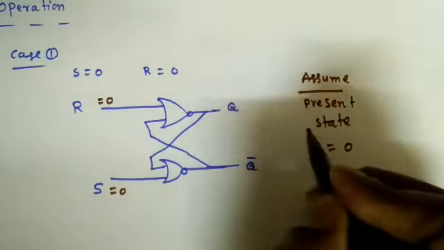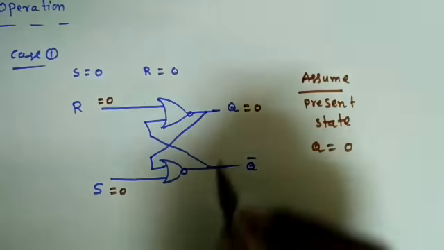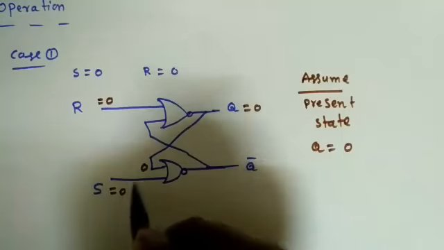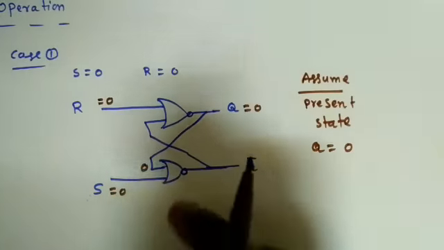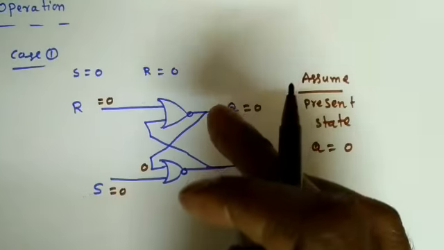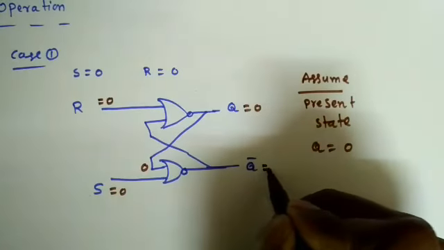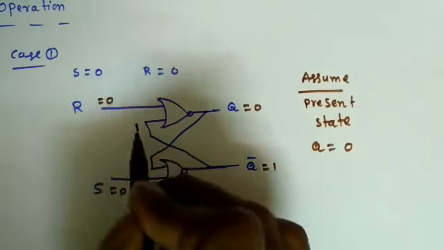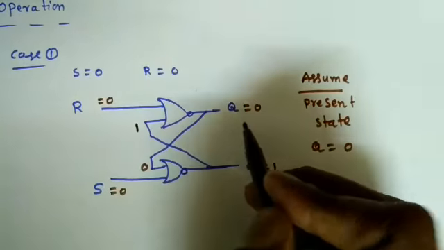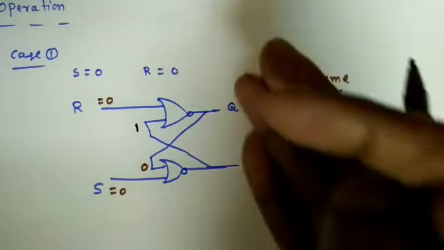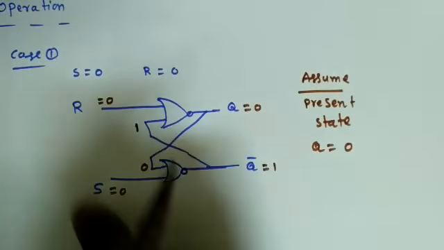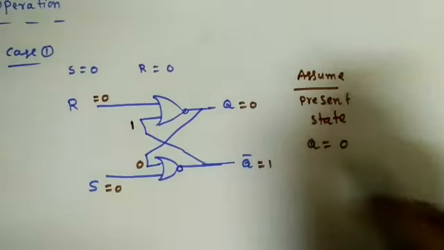So when Q equal to 0, this is going to the bottom NOR gate. So S is equal to 0 and this Q equal to 0. So 0 plus 0, 0, but this is a NOR gate. What is a NOR gate operation? (A plus B) whole bar. So 0 plus 0 whole bar, I will get Q bar is equal to 1. And this Q bar is going back here. So 1 plus 0 whole bar, 1 bar means I will get 0. So whatever we assume, we are getting the same, right? So present state and next state are the same when S is equal to 0, R is equal to 0. So that is case 1.